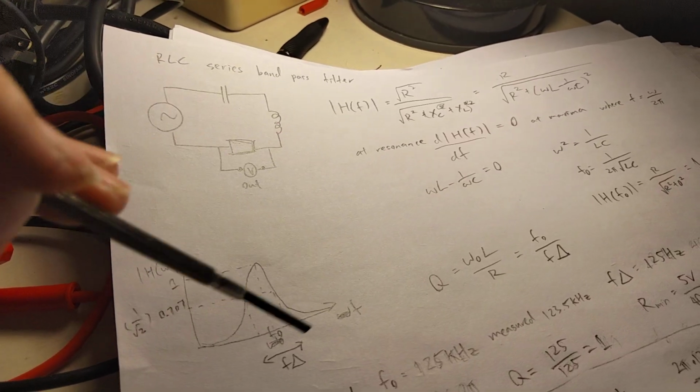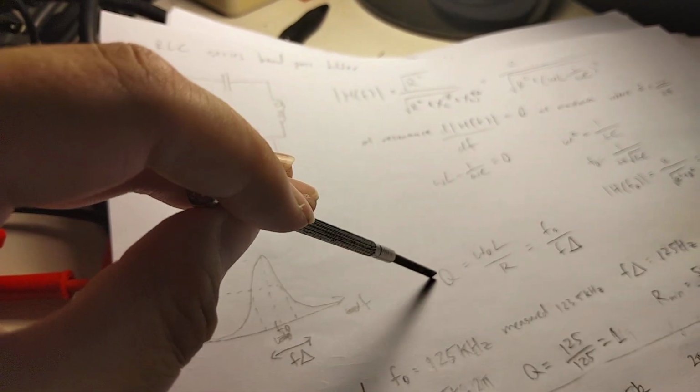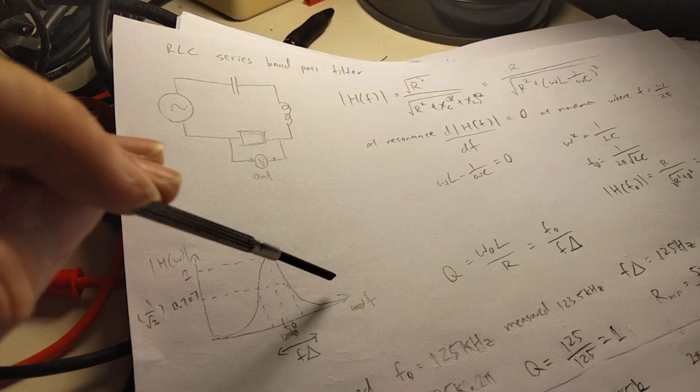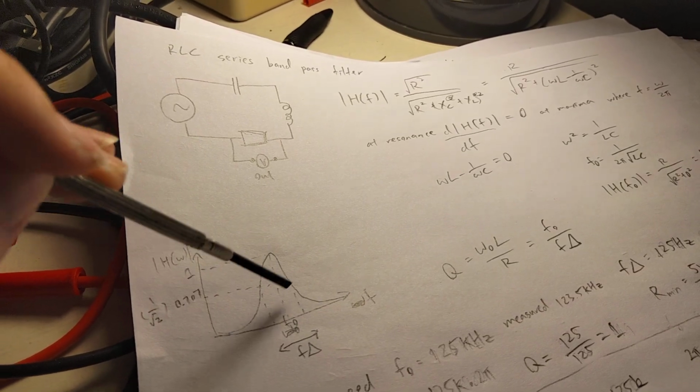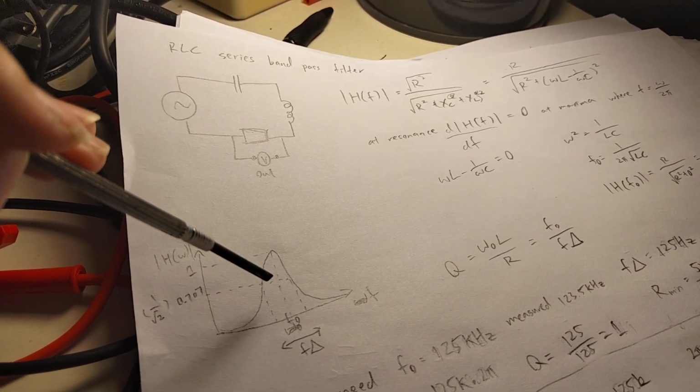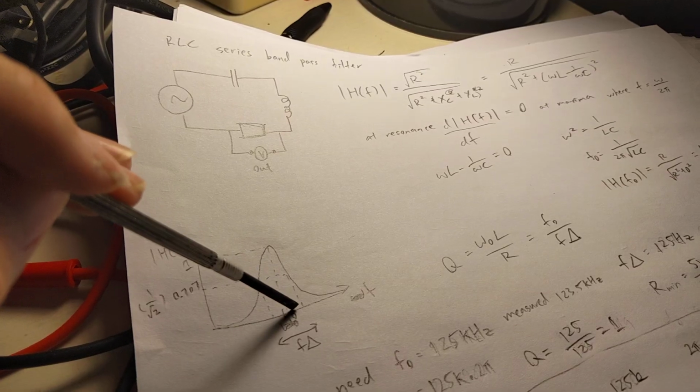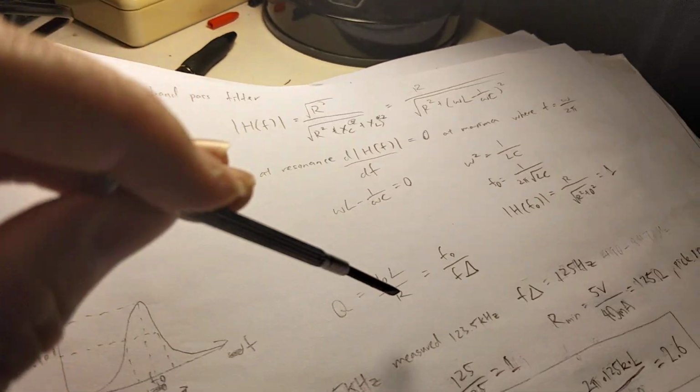And that's why if you increase R, this Q factor decreases and it allows more of the voltages away from the resonance frequency through. So cool.